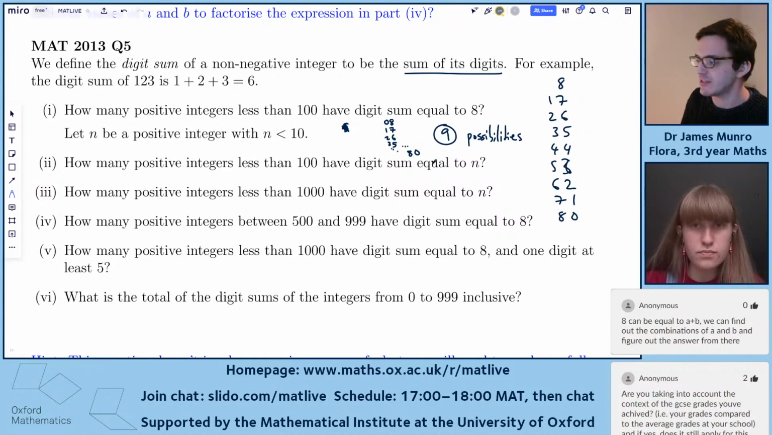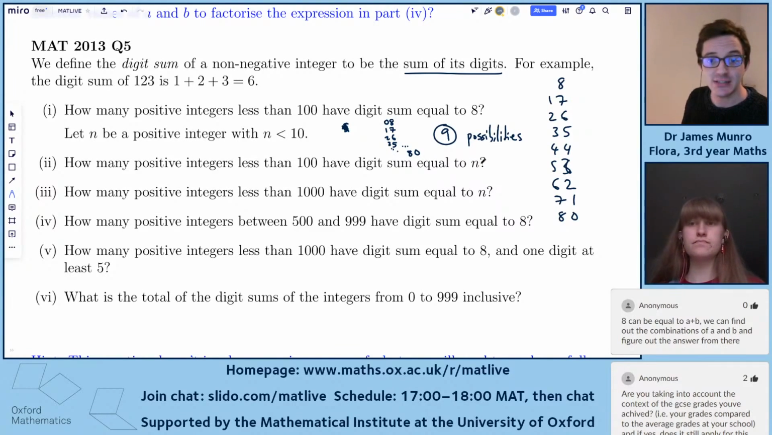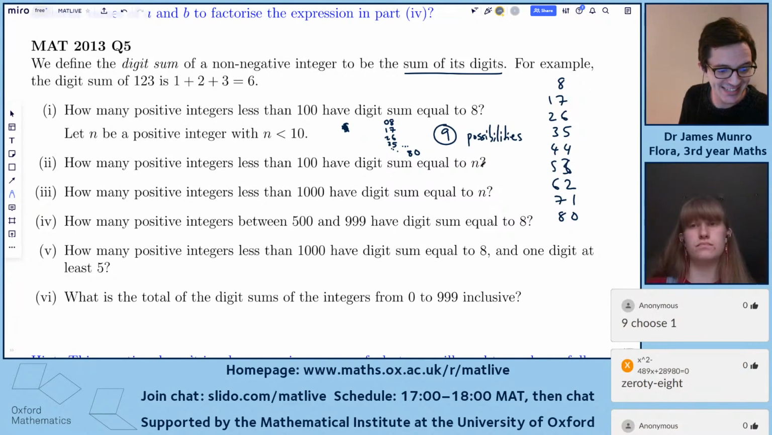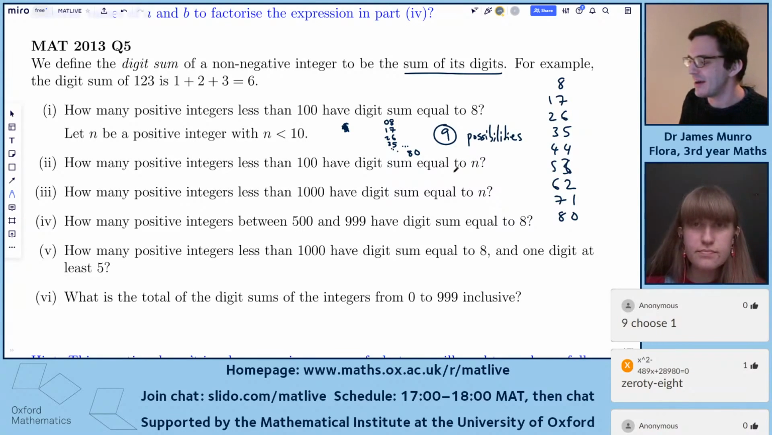Second part of the question, what if the digit sum is equal to n instead, where n is some positive integer less than 10? So we know the answer when n is 8, now we're asked for other ones. Somebody in chat says 0 to 8 for this number at the top. Brilliant, I love it.